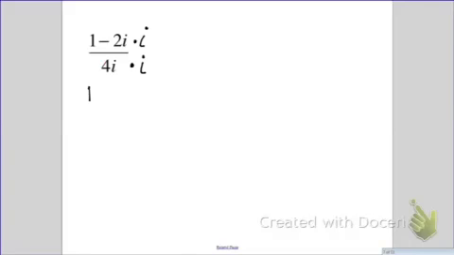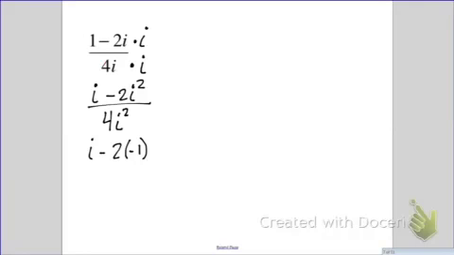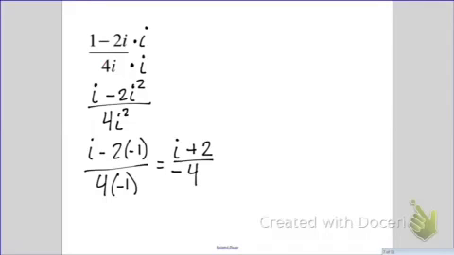So now I have 1 minus 2i, 1 times i is i, negative 2i times i is negative 2i squared. And on the bottom is going to be 4 times i squared. We have some negative 1s to plug into these two things. i minus 2 times negative 1 over 4 times negative 1. Negative 2 times negative 1 is positive 2. And now we have negative 4 on the bottom.